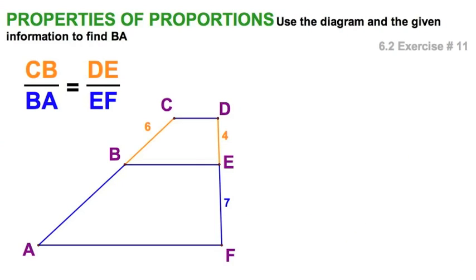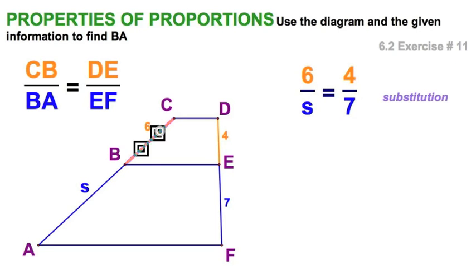Well, here we have a given proportion. CB is to BA as DE is to EF. To make this a little easier, I'm going to assign a variable here because I don't like having to say BA. A little bit easier there. So now I can write it like this: 6 is to S as 4 is to 7.